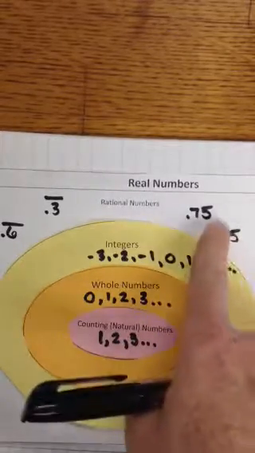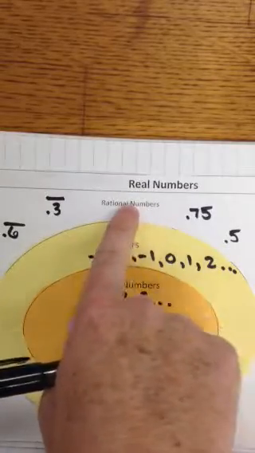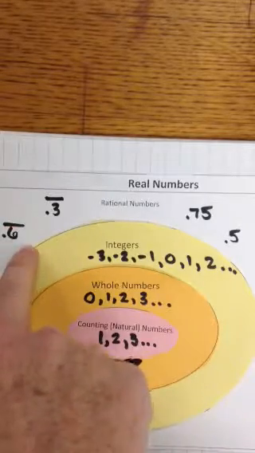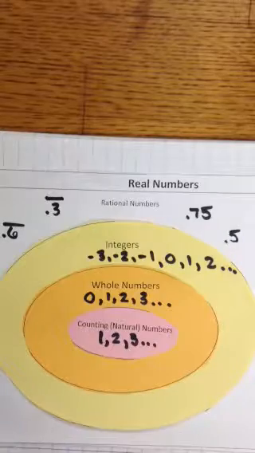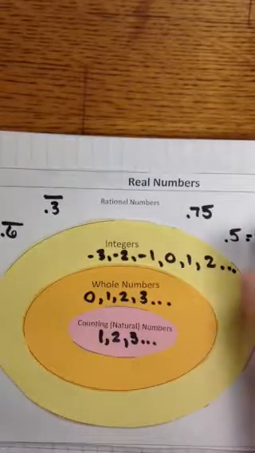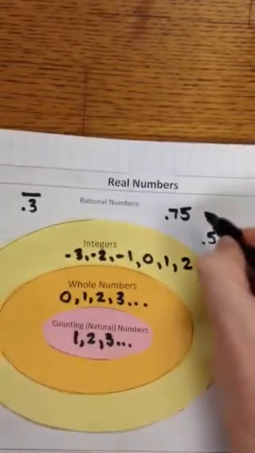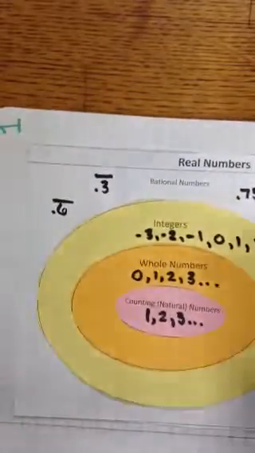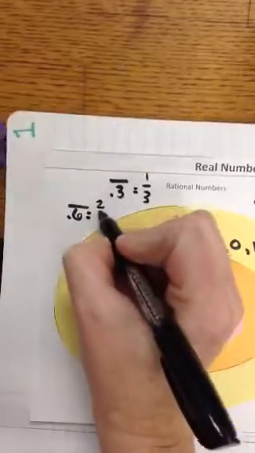Okay, so rational numbers have decimals that terminate, like these, they stop. And the rational numbers have decimals that repeat. They go on and on and on, and they repeat either a pattern or they just repeat the same number. They also include fractions. So this is the fraction of 1/2, 3/4, 1/3, and 2/3.